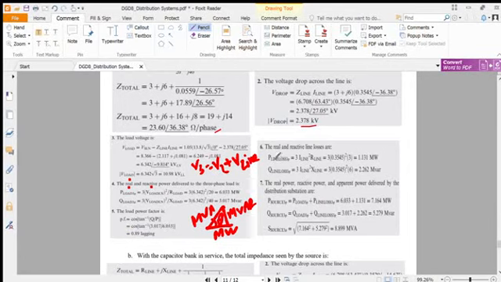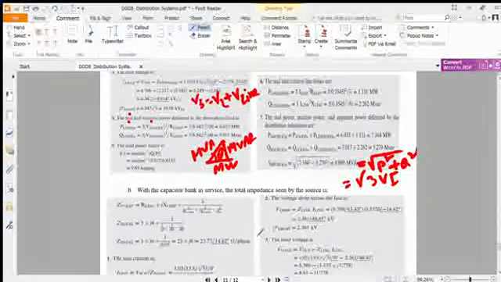And then the real loss is 3I squared R, and the reactive loss is 3I squared XL, along with the real power and reactive power. The apparent power can be found as root of P squared plus Q squared, or root 3 V I, anyone, the result would be the same.